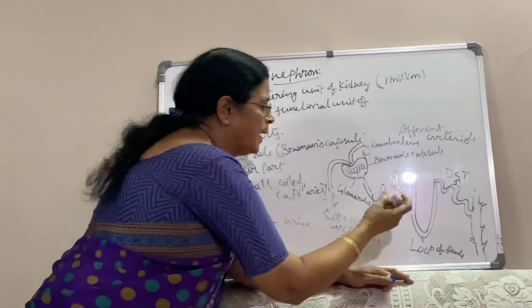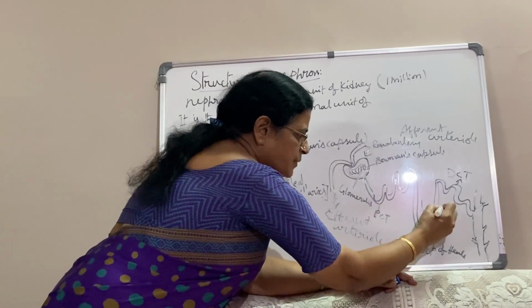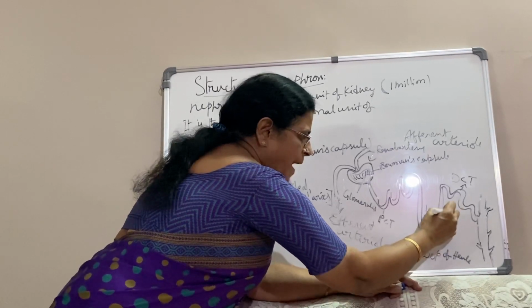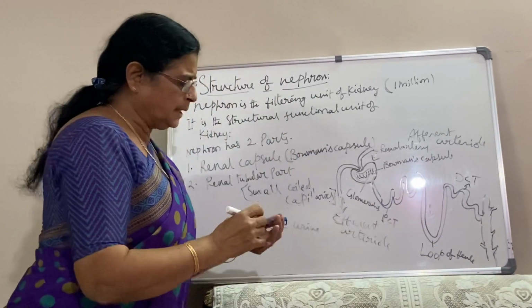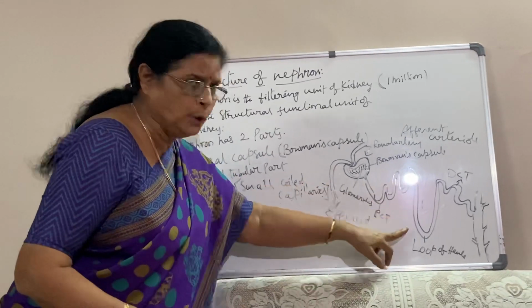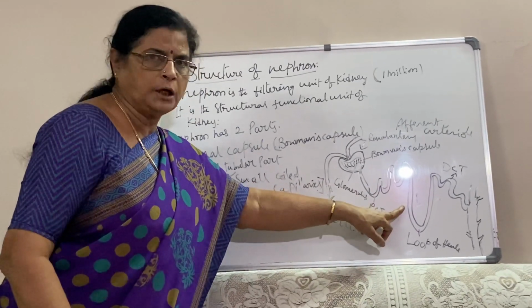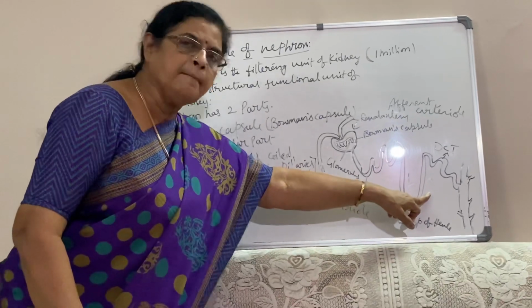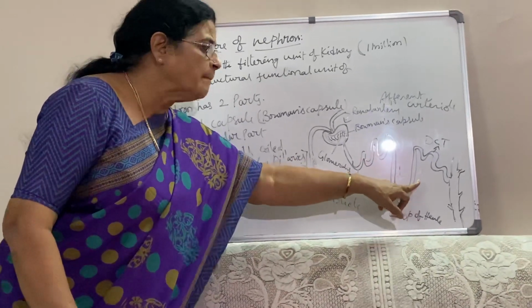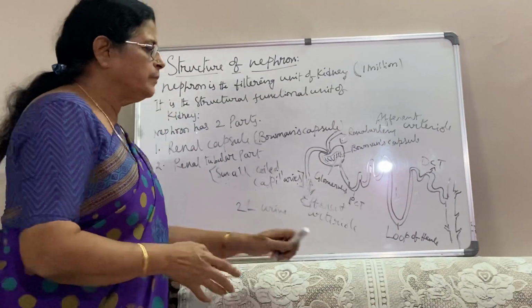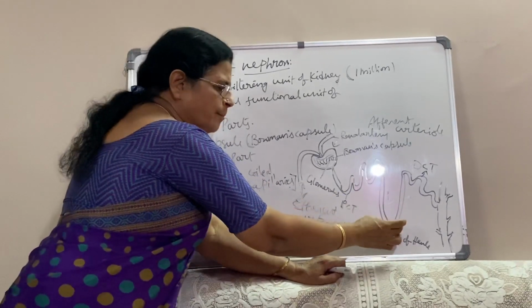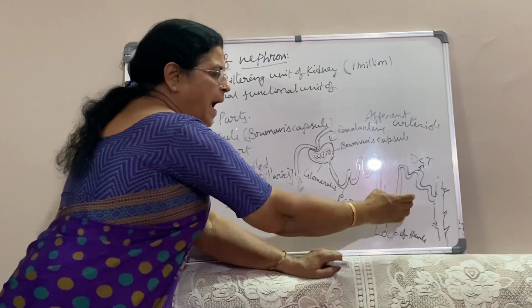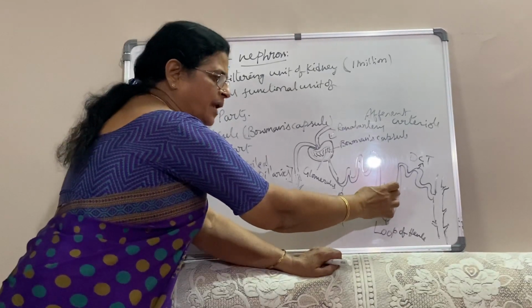Then what happens here? This is the descending limb, this is the ascending limb. Ascending is moving up, descending is coming down. The descending tubule is permeable to water, the ascending is impermeable to water. It is impermeable to what? Ions. Then what happens here? The whole water will be reabsorbed. The thick filtrate comes here, and here some ions are again reabsorbed.